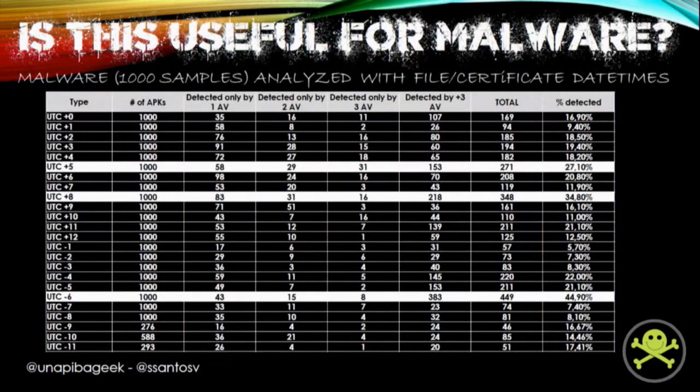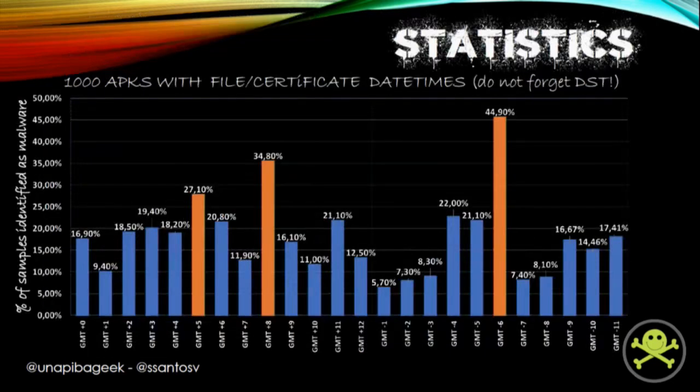We did the same again with the file certificate daytimes disclosure technique. We took 1,000 samples with every time zone, different time zones. We took 1,000 of them and checked against different engines with antiviruses. And this is what we got. We got that GMT plus 5, GMT plus 8, and GMT minus 6 were the ones with more malware in there.